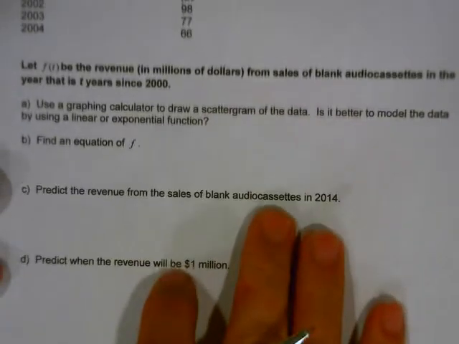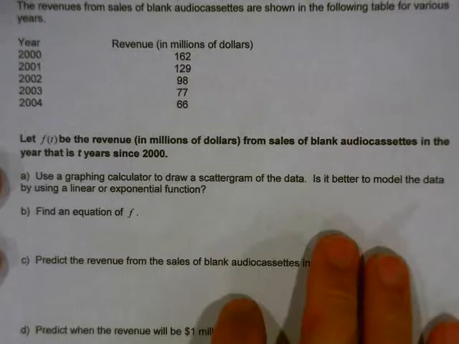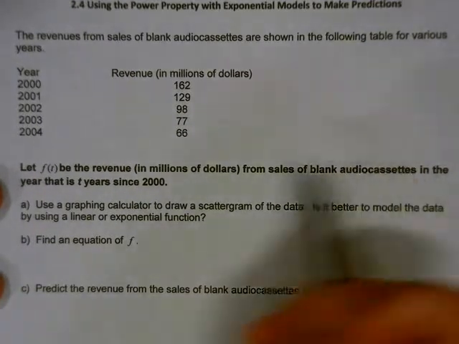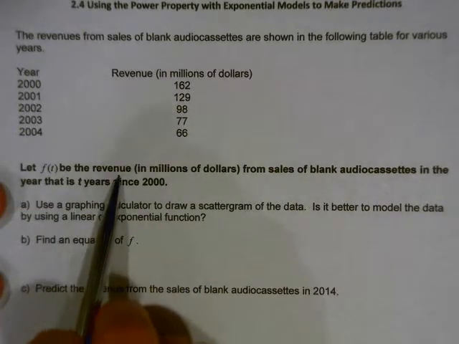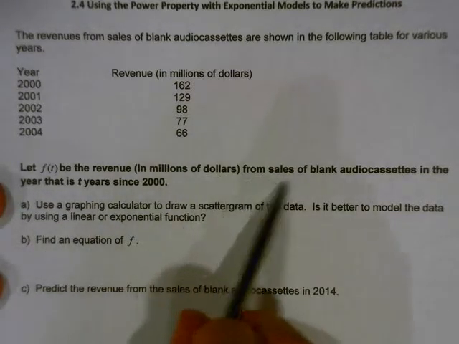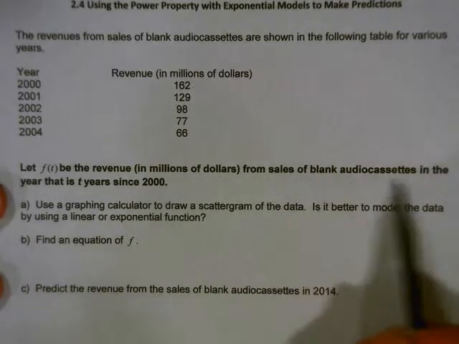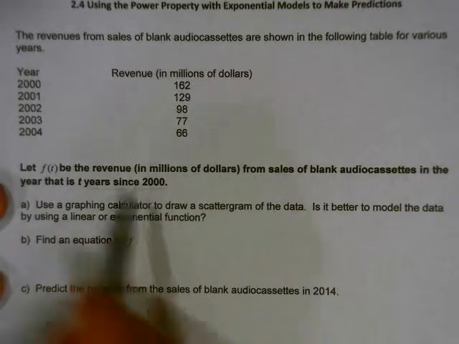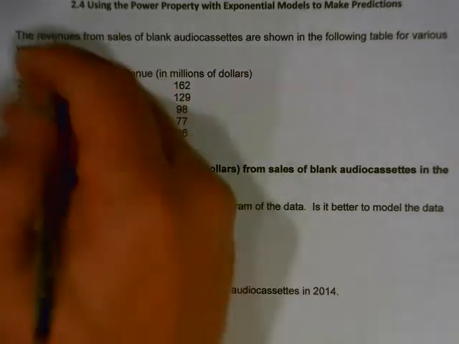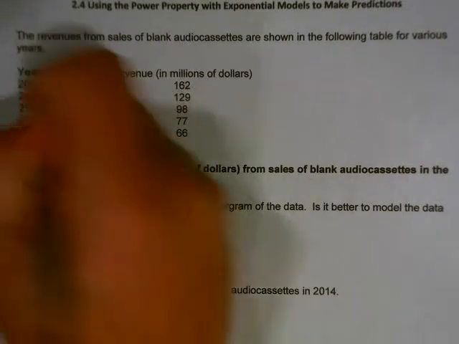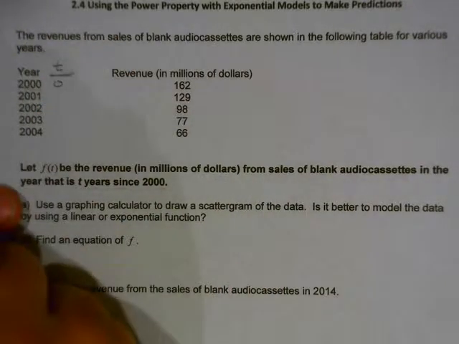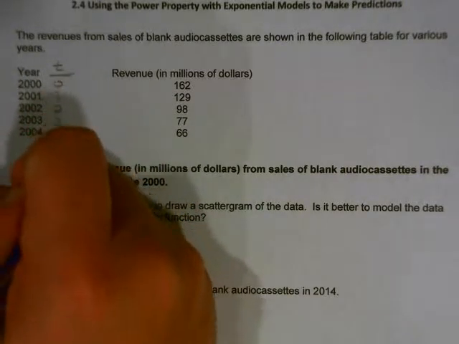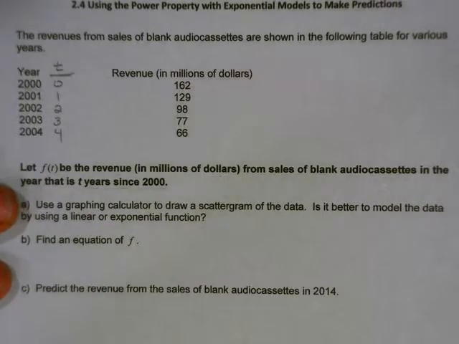So here's our last problem for section 2.4. It's going to be a modeling problem. Let f of t be the revenue in millions of dollars from sales of blank audio cassettes in the year that is t years since 2000. So here's going to be our start. If this is t, this is going to be 0, because that's our start, t years after. This is 1 year after, 2 years after, 3 years after, 4 years after our start of 2000.